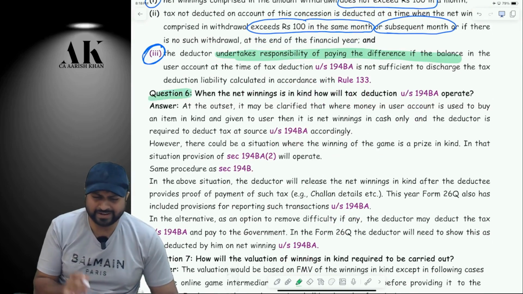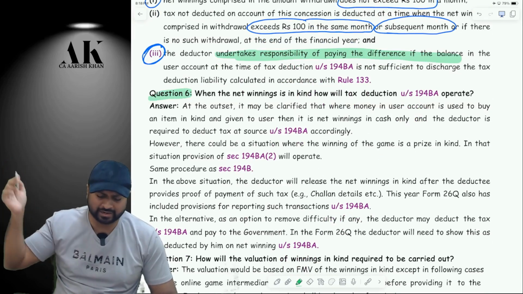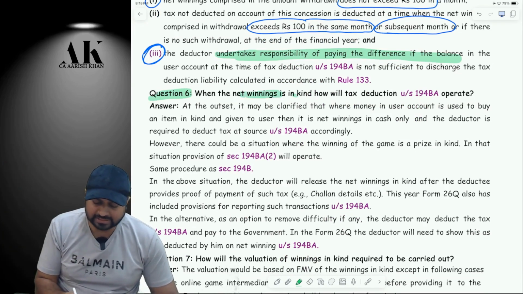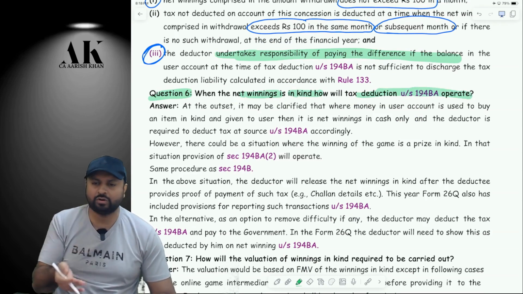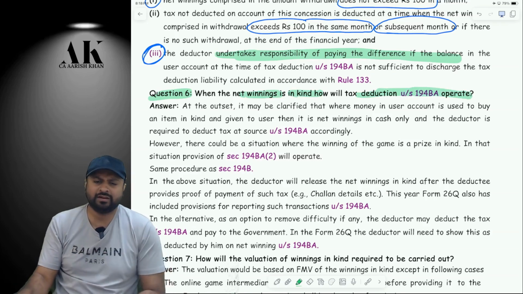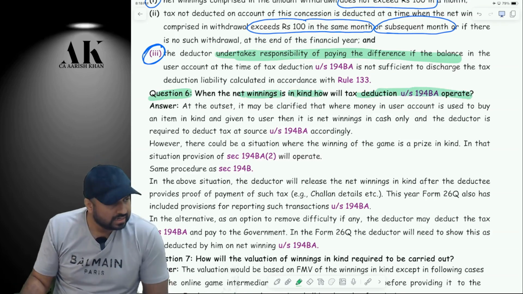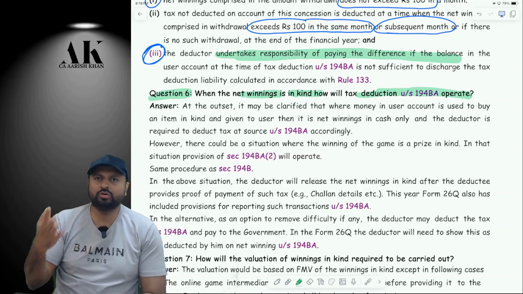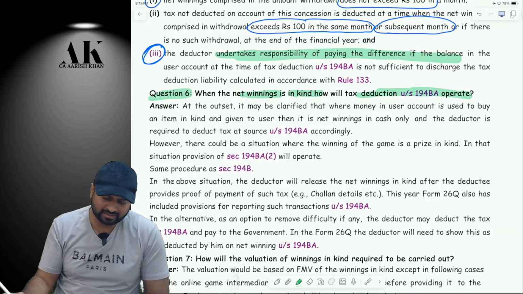Next point we have already done earlier also in previous sections in 194R and all, but again I will say, when the net winnings is in kind, how will the tax deduction operate? As I've told you, in case of net winnings in kind, you are not going to deduct any tax. What are you going to do? Please tell me. When I'm giving you in kind, what will I do? What is my responsibility? Tell me now.